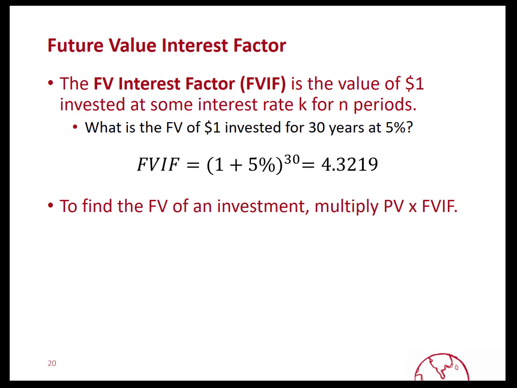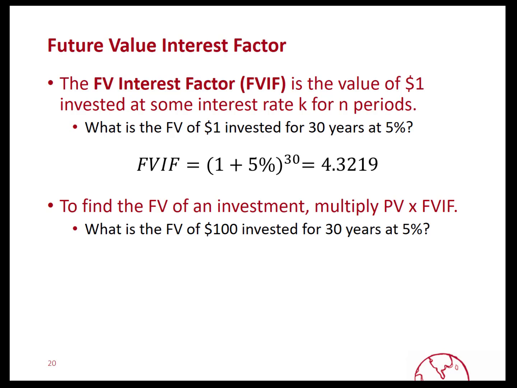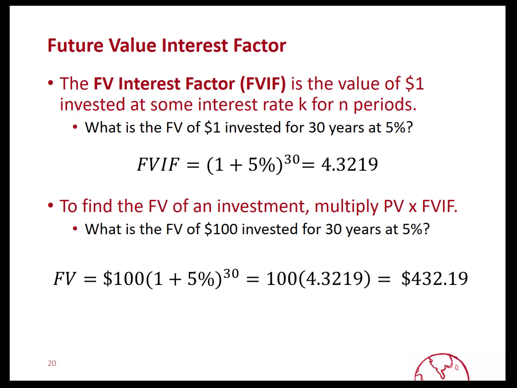Okay, so if you want to figure out the value of any investment now at the end of 30 years, compounded annually at 5%, you simply have to multiply it by this future value factor of 4.32. So if I had invested $100, for example, well, the amount that I would have at the end will simply be 100 times 4.3219, or $432.19. Notice that this is more than 4 times the original investment, showing the power of compounding.